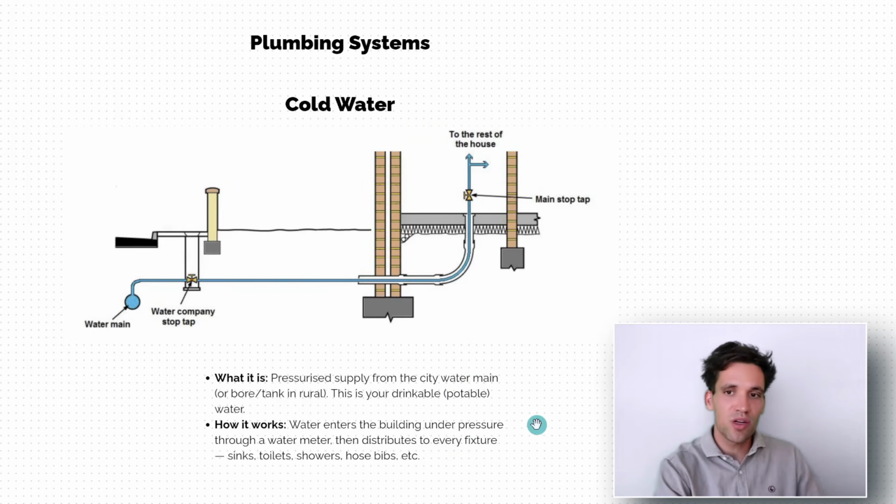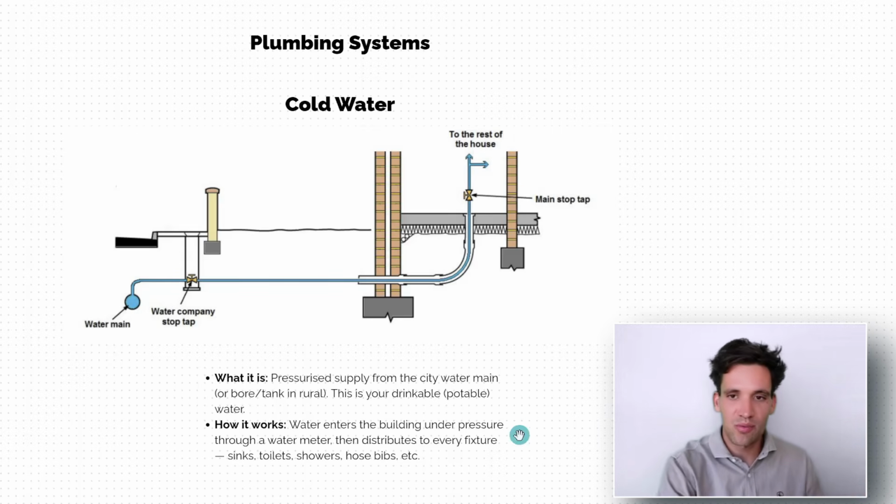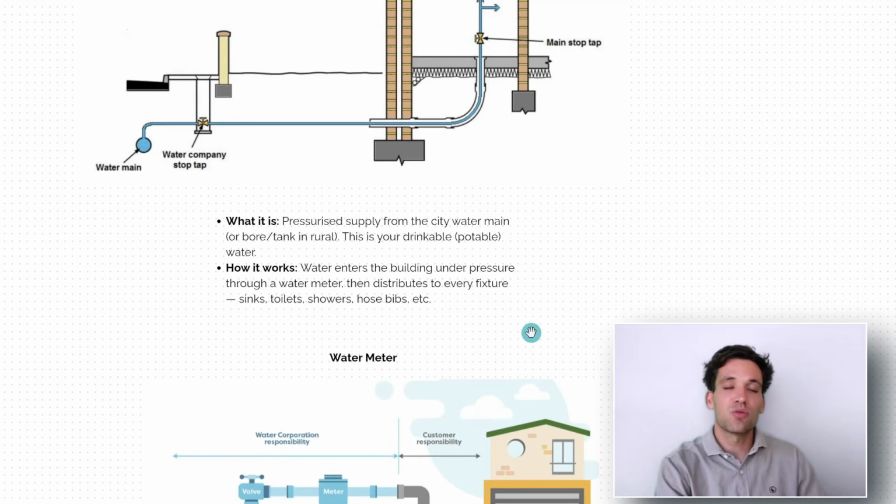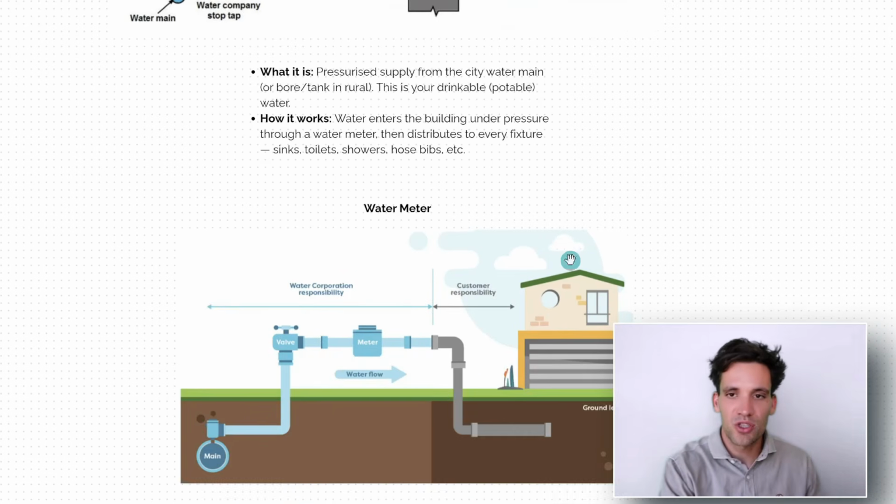This is a pressurized supply from the city main that is drinkable, unless you're in an area where it doesn't have potable water and you need some sort of filtering system. But basically, water will enter the building under pressure through a hose or meter, and it distributes through the pipework to every fixture in the building.